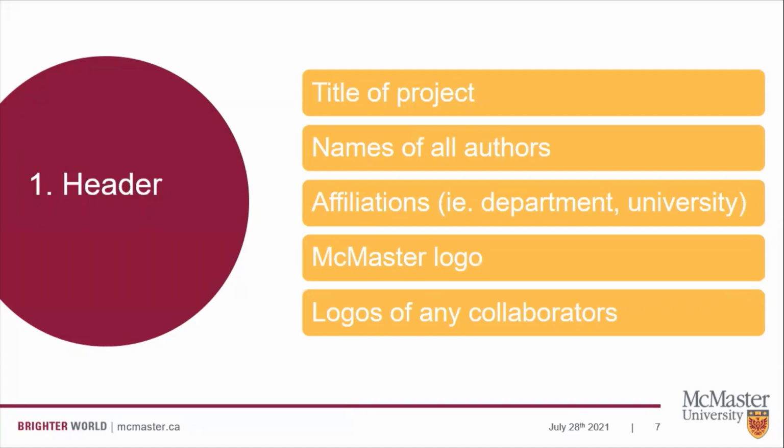In the header, you'll also have the names of all the authors. It's important to give proper attribution to everyone who contributed to the project. And you'll also list the affiliations of everyone who's contributed to it. So often it will simply be one department at one university, but projects can also be very collaborative sometimes. So maybe you've worked with someone from a different department or even from an entirely different university, and you need to highlight that.